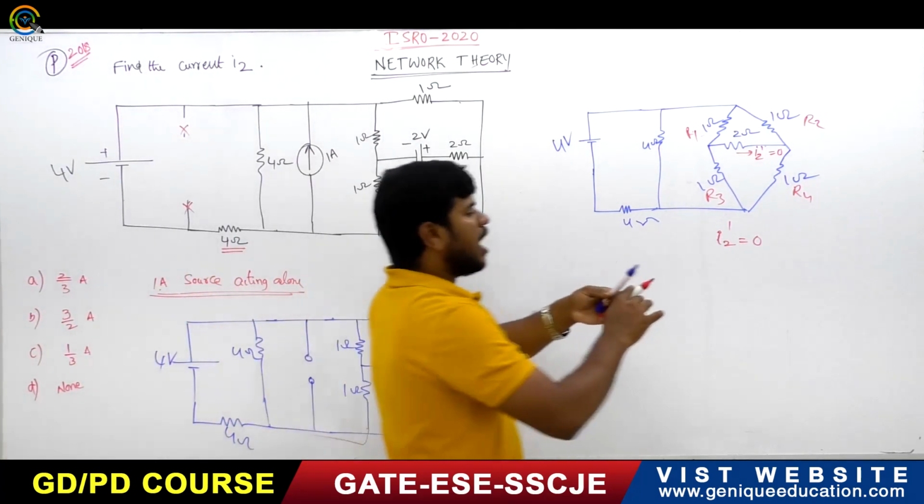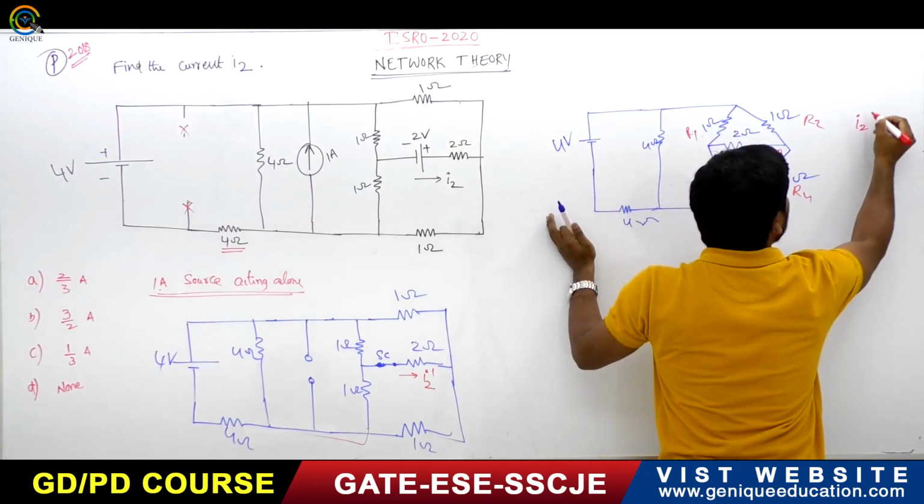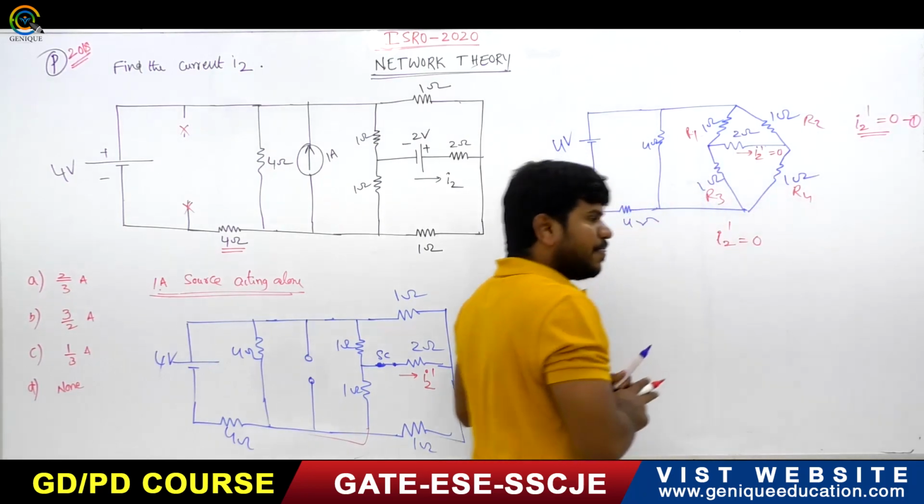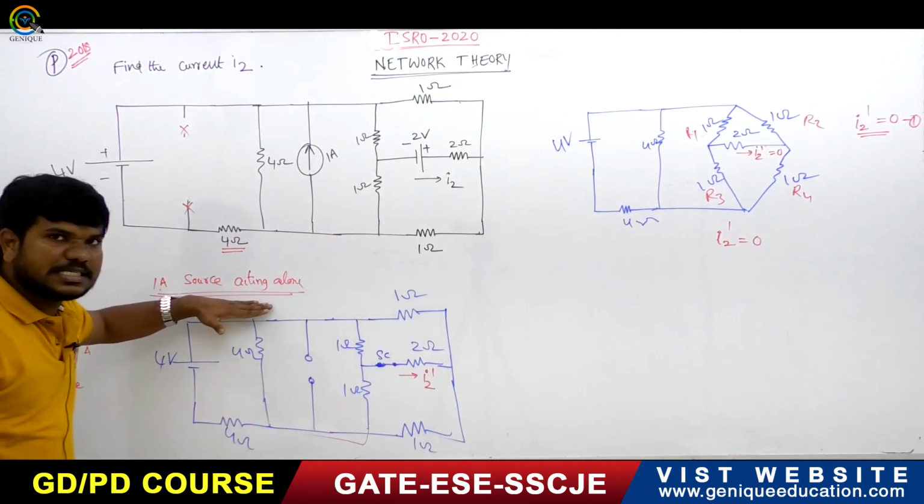See, I am writing here I2 dash. I2 dash 0 we got. This is the first result. Okay, now the 1 ampere source is acting alone.